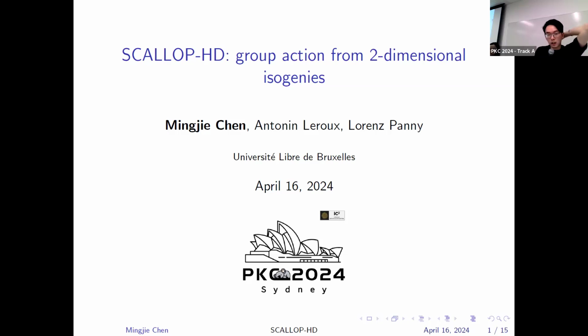Next talk is given by Minji on scaling up group action from two-dimensional isogenies. This is based on Lawrence's work with Nobu and Lawrence's technique.